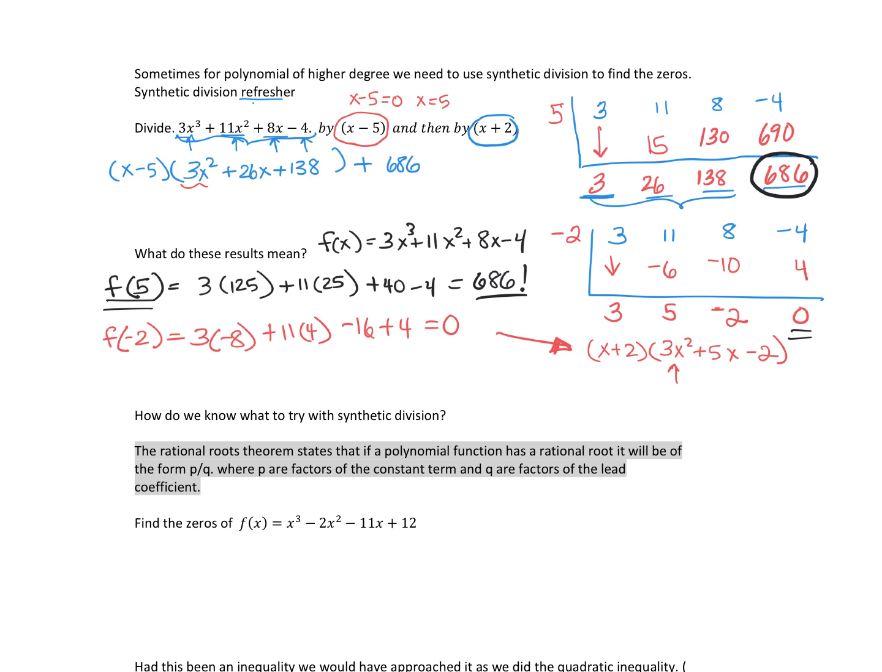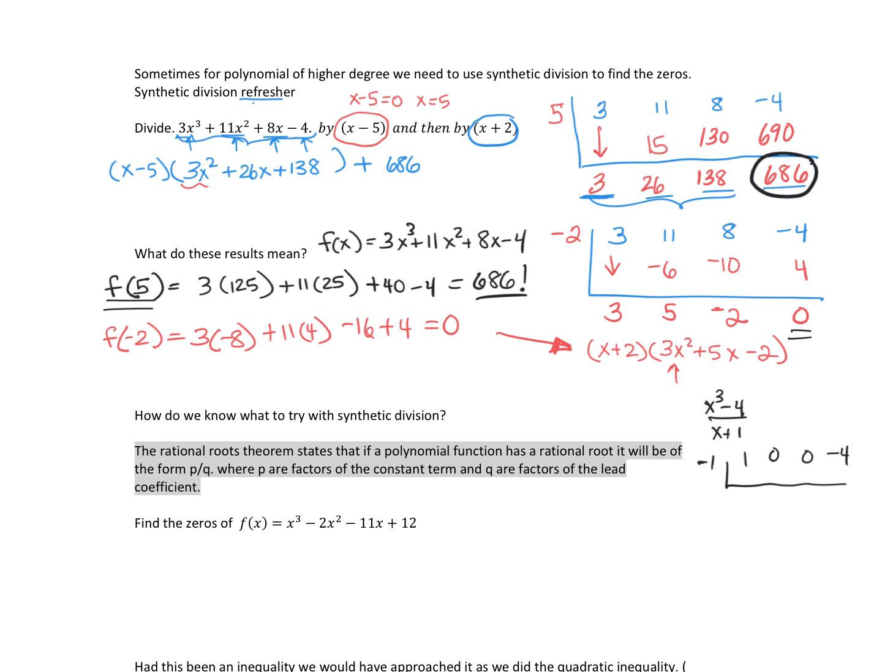For example, if you were dividing x cubed minus 4 by x plus 1, you would set this up as 1 for x cubed, 0x squared, 0 x's, and then -4. And you're dividing by x plus 1, so you put a -1 out front.